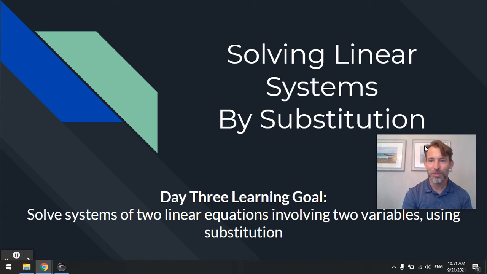Solving linear systems by substitution. By the end of today, you want to solve systems of two linear equations involving two variables using the technique of substitution. If you can do this by the end of the day, you are on track.